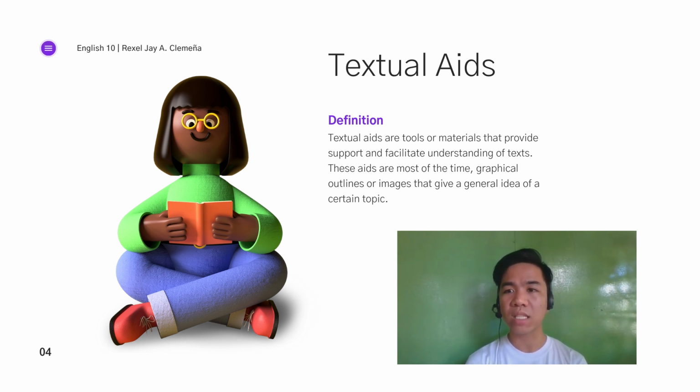Teachers as well as students often use textual aids like graphic organizers to illustrate complicated concepts so that students can understand them, while students use these excellent tools to organize their thoughts, especially in writing.